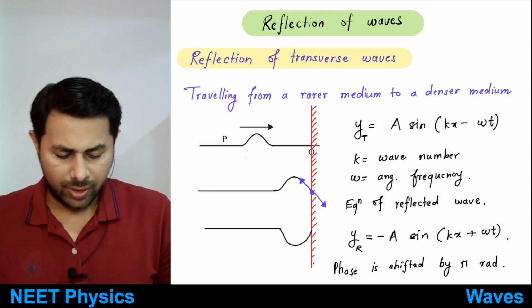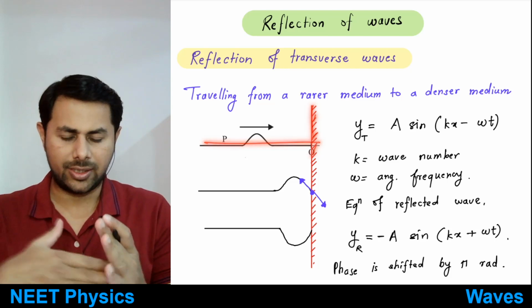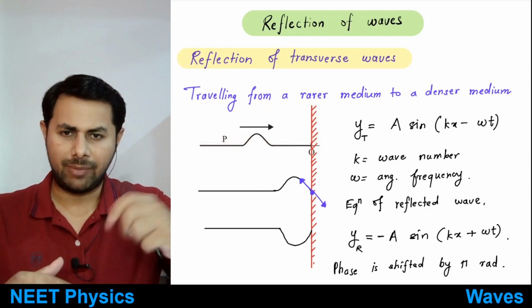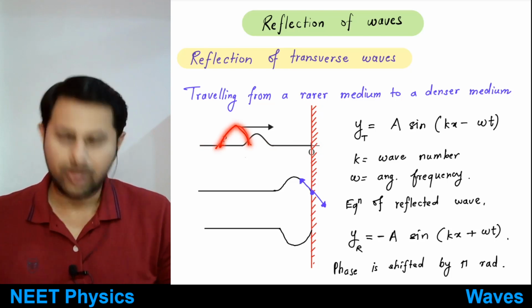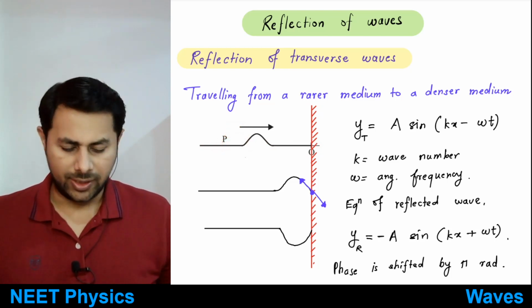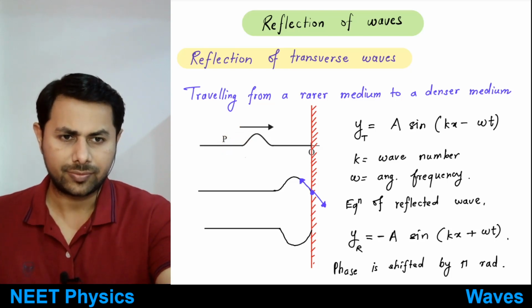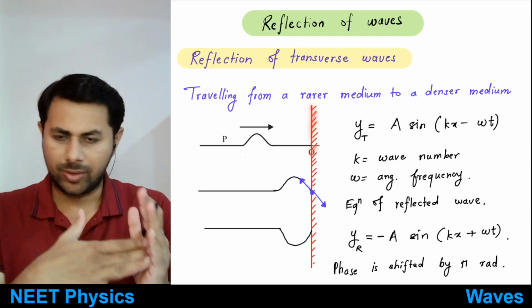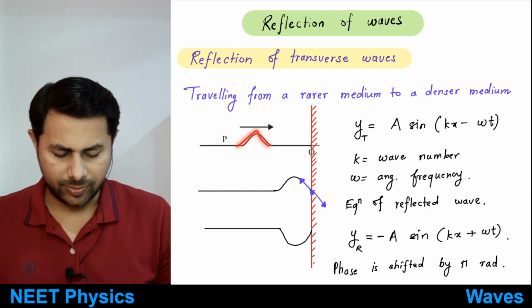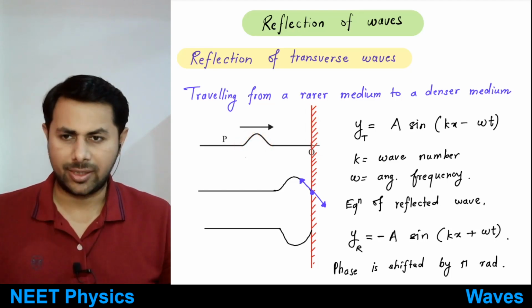So see, here suppose we have this string and it's connected to a rigid support, and suppose I make it oscillate. Then what happens? This crest formed on the string travels along the medium and collides on the boundary of two media. This crest collides on this wall, and from there it gets reflected back.